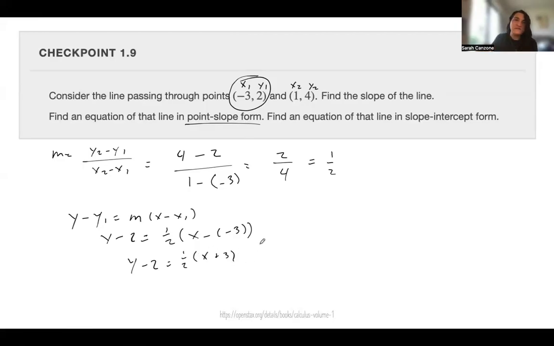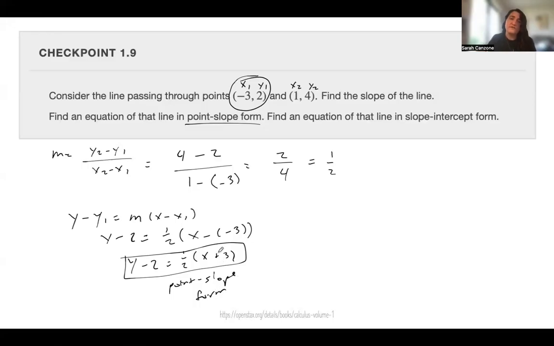Now, if I were to ask you to find the equation of a line, a specific line, I'm not going to say exactly what because we haven't gotten there yet, this is an appropriate answer. You don't have to simplify it further. So this is the equation in point slope form.